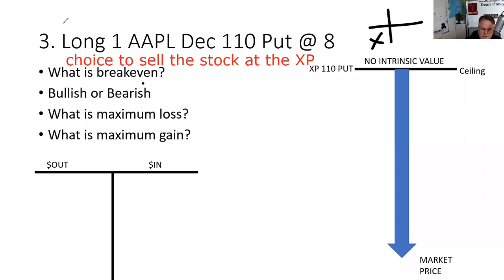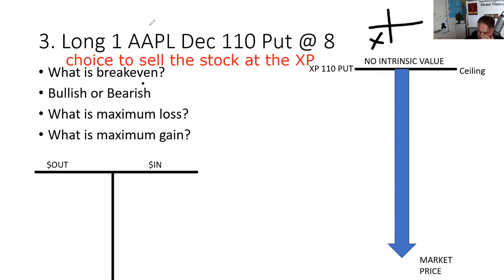When I'm long a put, I've paid a premium. I have a choice to sell the stock at the strike price. My max gain is break even to 0. My max loss is the premium. My break even is strike price less premium. So break even, call up. If you only remember one thing about options, call up, put down.